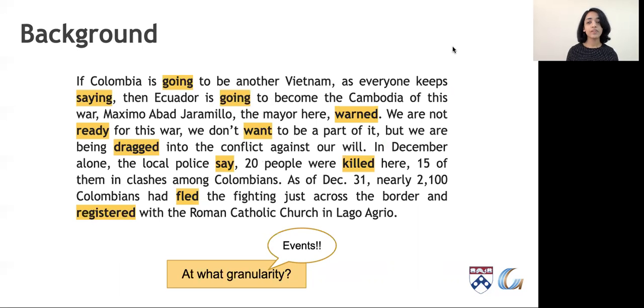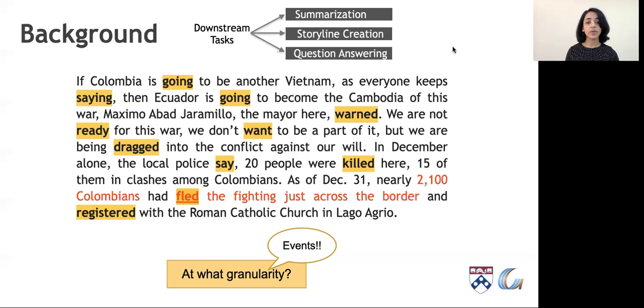Events make up the core part of most sentences and at the same time represent a very compact semantic unit. As we can see in this example, the event fled with its arguments 2,100 Colombians and the fighting across the border carries its meaning very effectively. Additionally, the salient event detection task has been shown to be central to many downstream tasks such as summarization, storyline creation, and question answering.